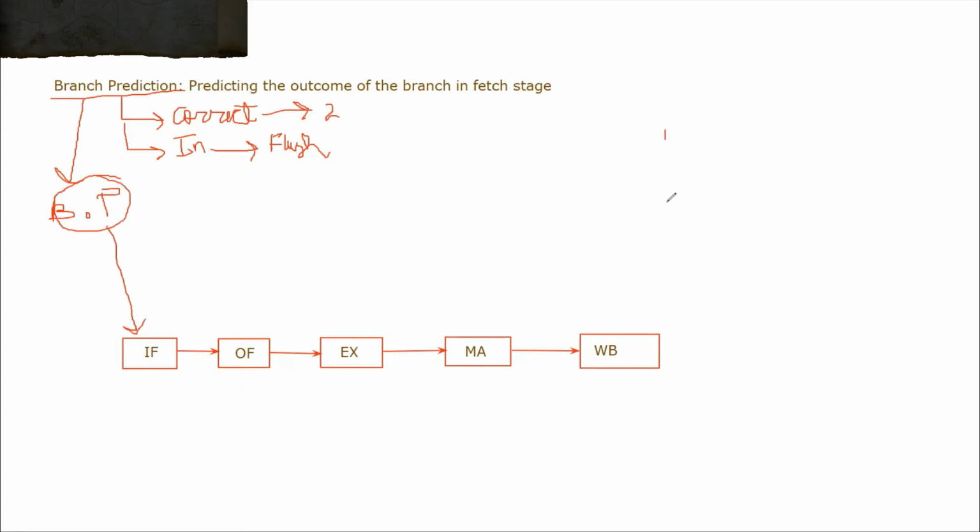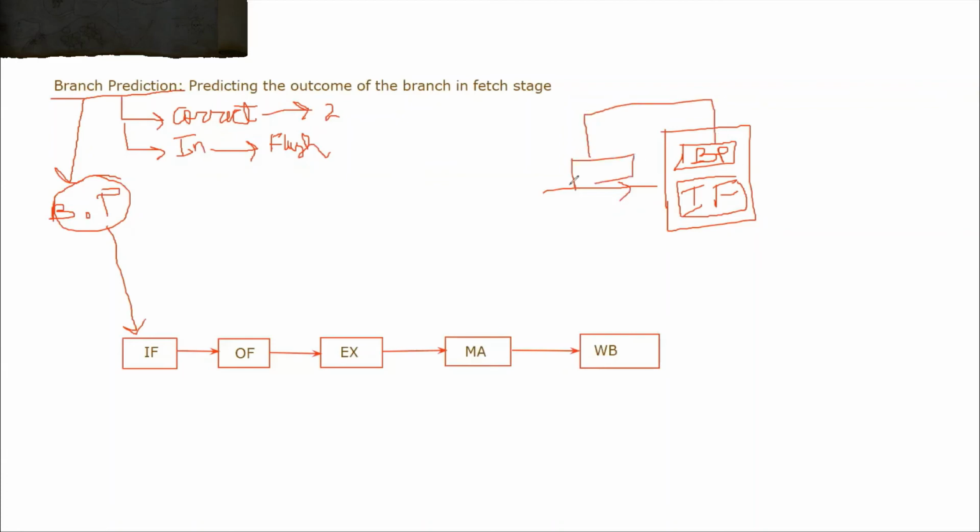So our fetch stage has 2 functionalities. It is fetching the instructions, doing the instruction fetch, and it also has a circuit doing branch prediction. Okay. So when an instruction is fetched, my fetch component will fetch the instruction and my branch component will predict the outcome of the branch. And based on its prediction, it will update the program counter.